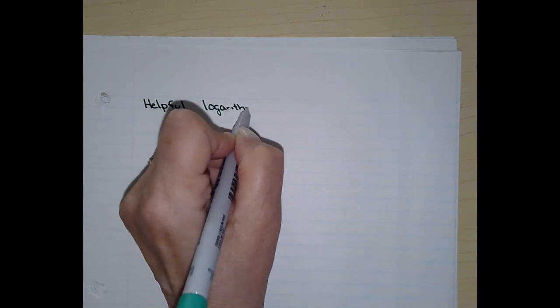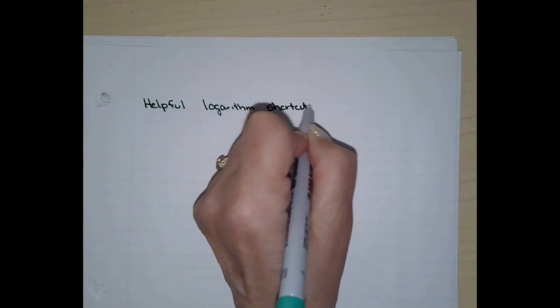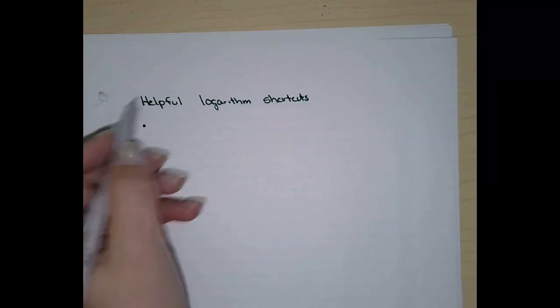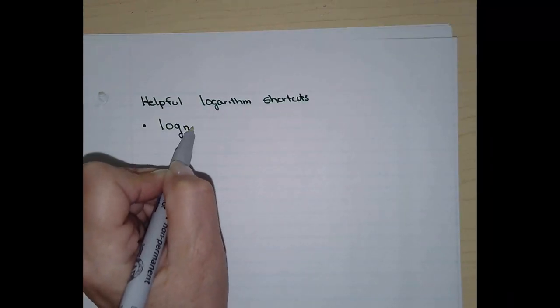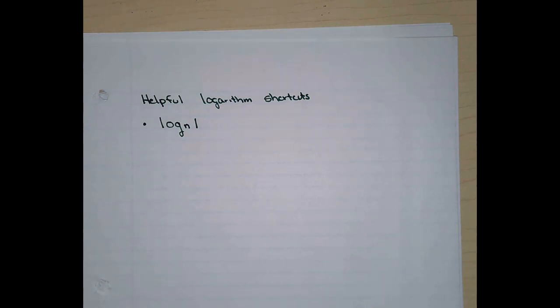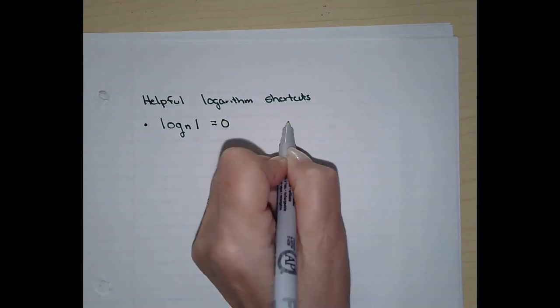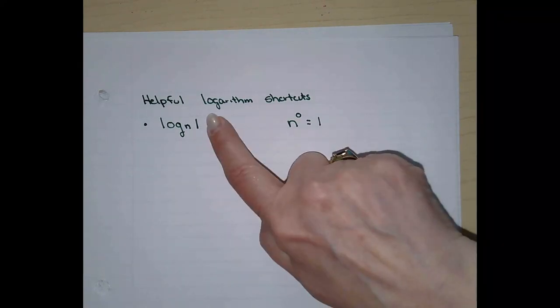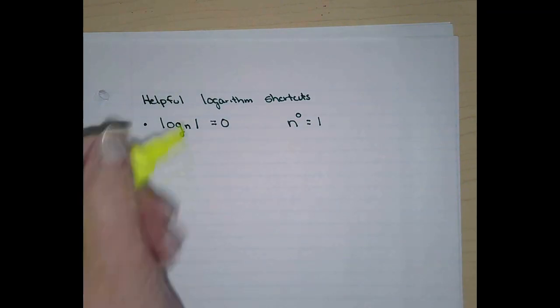Here are some helpful logarithm shortcuts. Okay. Here's the first one. Things that we just know, right? That when we see them, log base n of 1. As soon as you see that, n being the base, and it actually doesn't matter what the base is, whenever you see this, what is that always equal to? Zero. Zero, right? That's a huge one, because n to the 0 is always equal to 1, no matter what the base is. So when you see something like that, then you always know that's equal to 0.